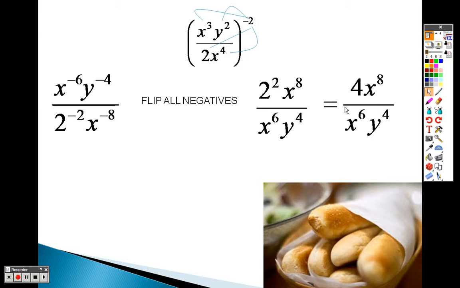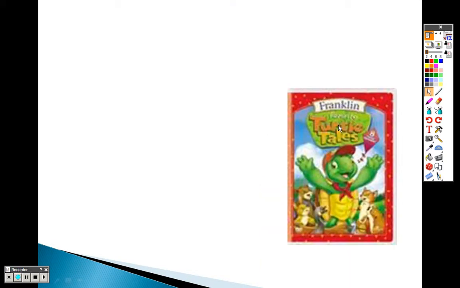That's 2 squared is 4. If you notice I have x's on both the top and the bottom, so let's simplify those. 8 minus 6 is 2. So it's x squared on top because the 8 is bigger than 6. And there's your final answer.